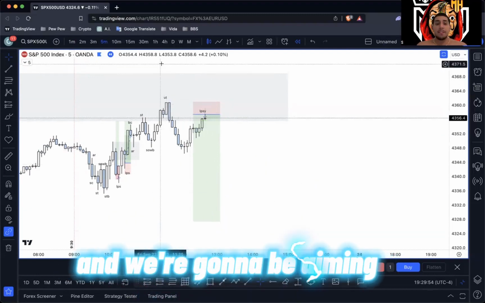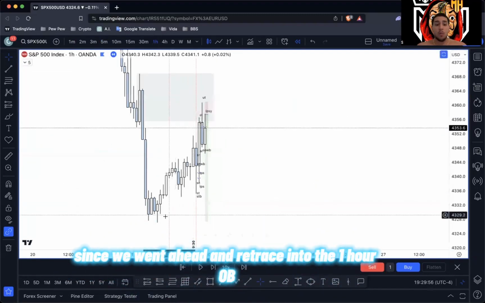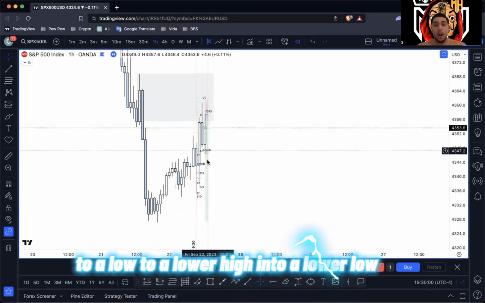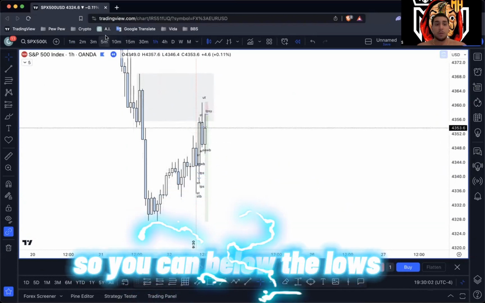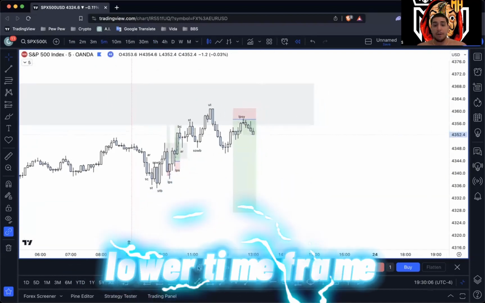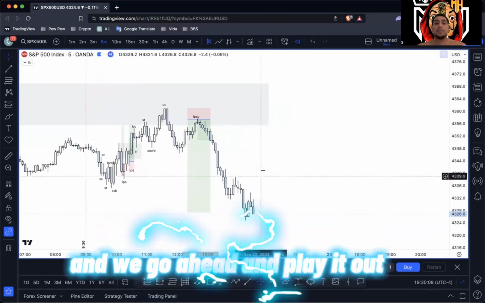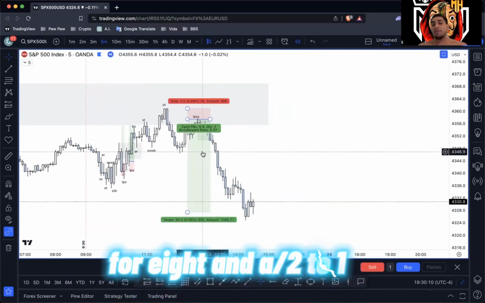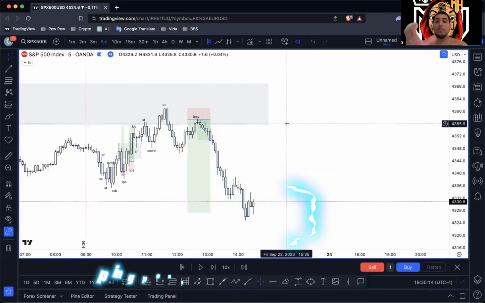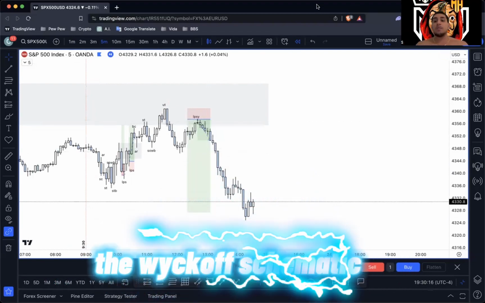And we're going to be aiming, since we went ahead and retraced into the 1 hour OB, we're going to go ahead and play the 1 hour order flow from a high to a low to a lower high into a lower low, sweeping below the lows. Price gives us a 5-minute confirmation, lower time frame breaker structure confirmation, and we go ahead and play it out for an 8.5 to 1. So all around great counter trend into overall trend, ping pong utilizing the Wyckoff schematic.